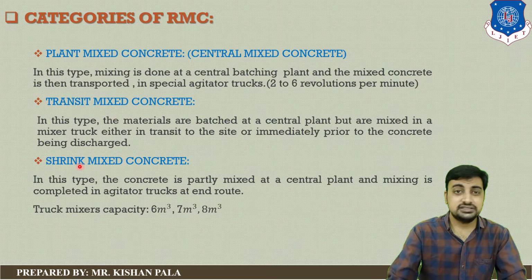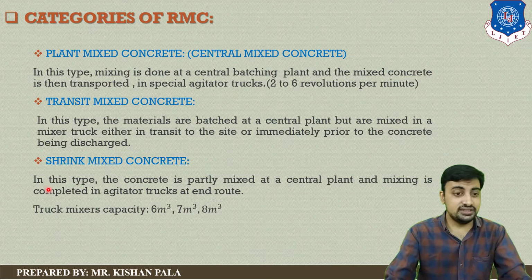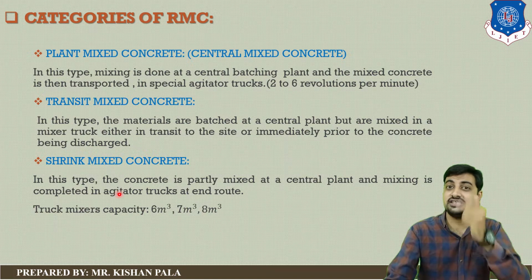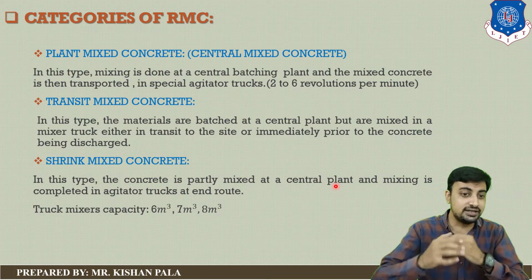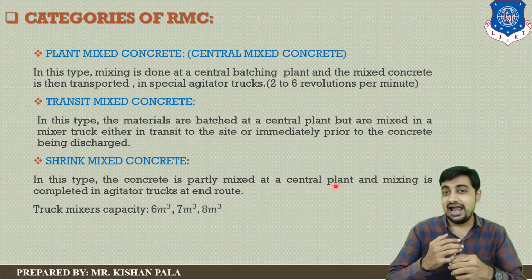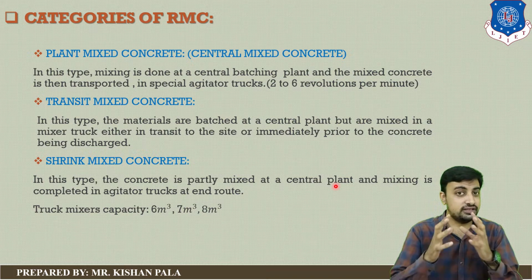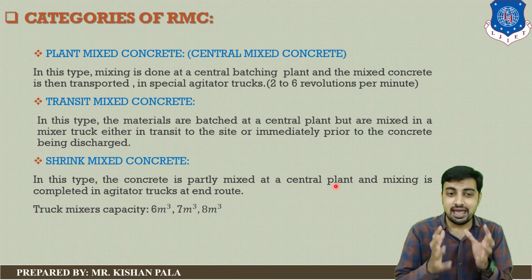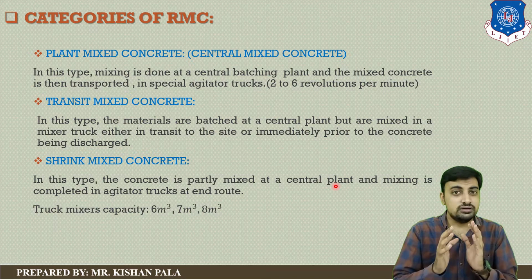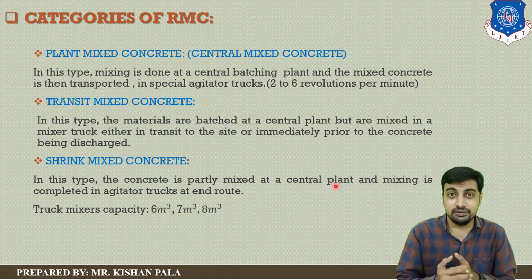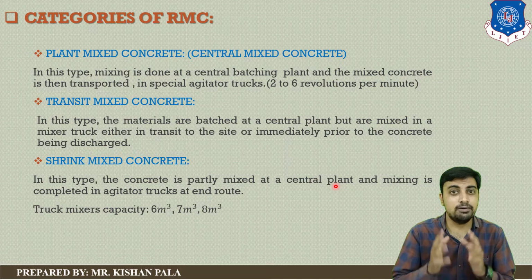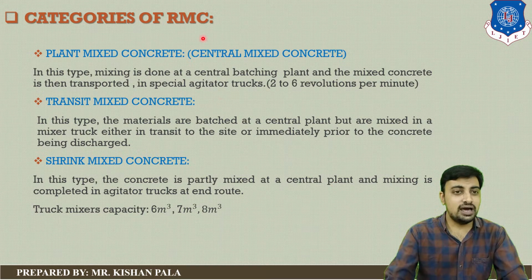And last one is shrink mixed concrete. In this type, the concrete is partially mixed at a central plant and mixed completely in the agitator truck en route. The truck mixers have a capacity of 6 cubic meter, 7 cubic meter or 8 cubic meter, which is used based on the requirement of concrete mass at our existing site. So these all are the categories of ready mix concrete.